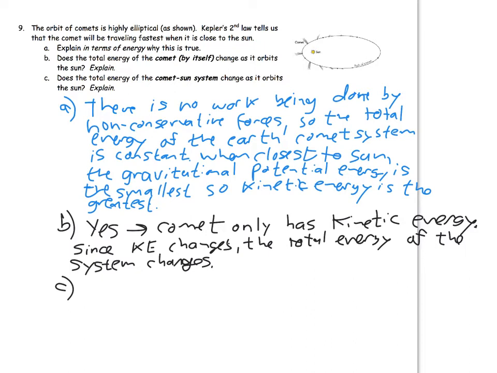For part C, we want to now know if the total energy of the comet-sun system changes. So now we are including that gravitational potential energy. And so the answer here is going to be no. No work is done on the system by non-conservative forces, and that means that the energy just transfers between kinetic and gravitational potential.